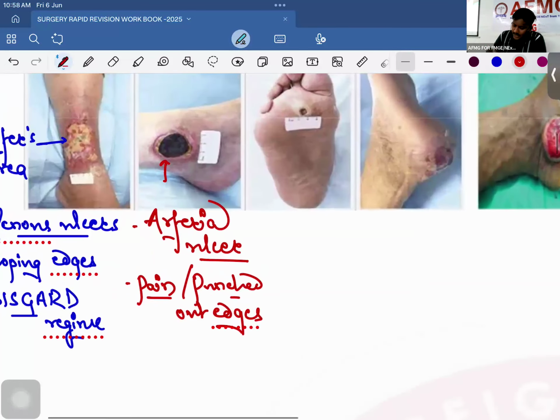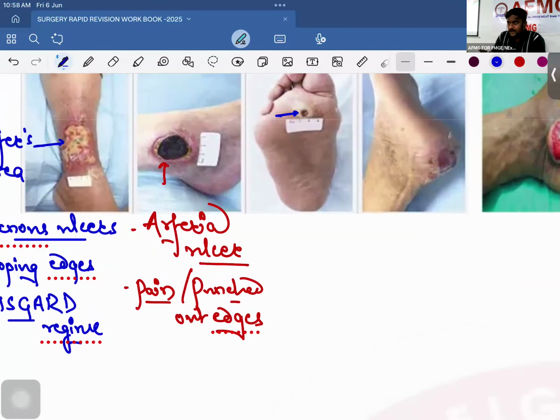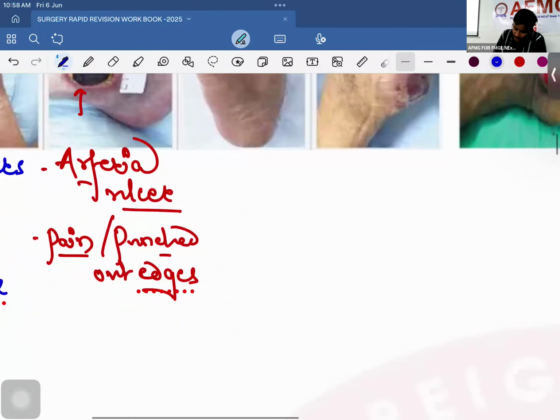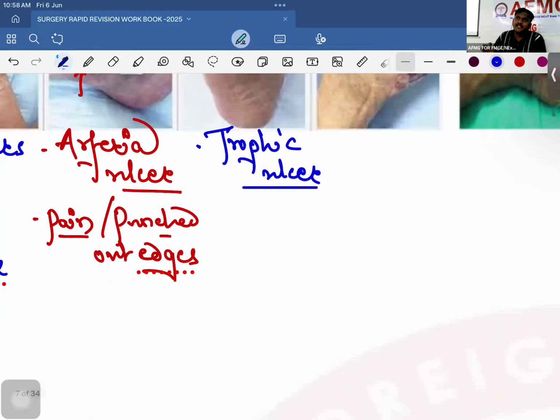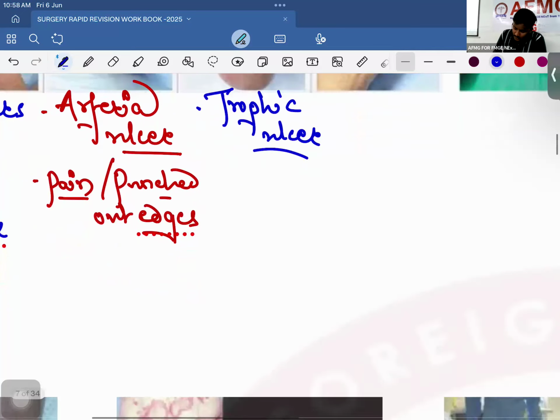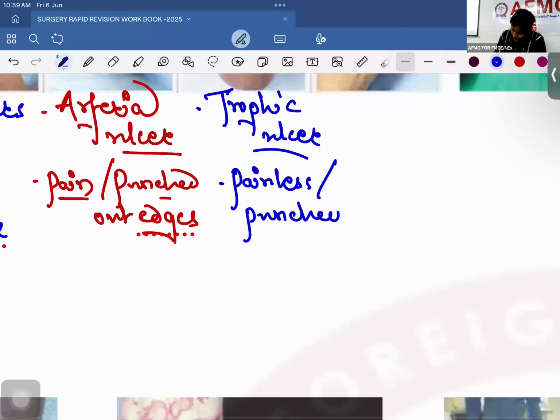Here you are able to see, beta, an ulcer in the sole of the foot. It is going to be painless and it is going to have punched out edges, beta. This is a classical picture of a trophic ulcer. Why are trophic ulcers going to be painless? Very good. Because it is seen in those conditions where patients develop neuropathy or nerve damage, beta. Conditions like diabetes mellitus and leprosy, beta. So we know that trophic ulcers are going to be painless or non-tender along with punched out edges, beta.